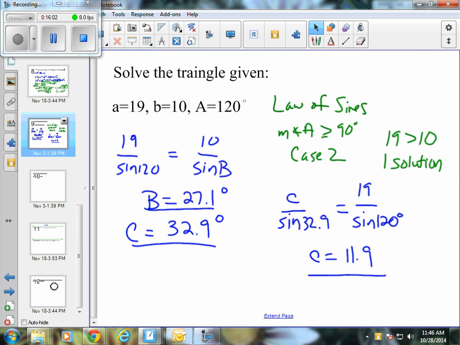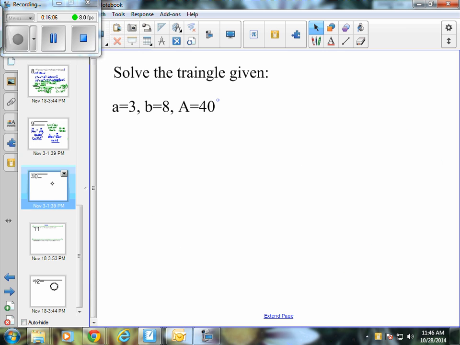Remember, solve the triangle means find all the pieces you don't know. Cool. On to the next one. Solve the triangle again. So let's take a look. We have two sides, an angle opposite. And so this is law of sines again. So law of sines. And let's take a peek.